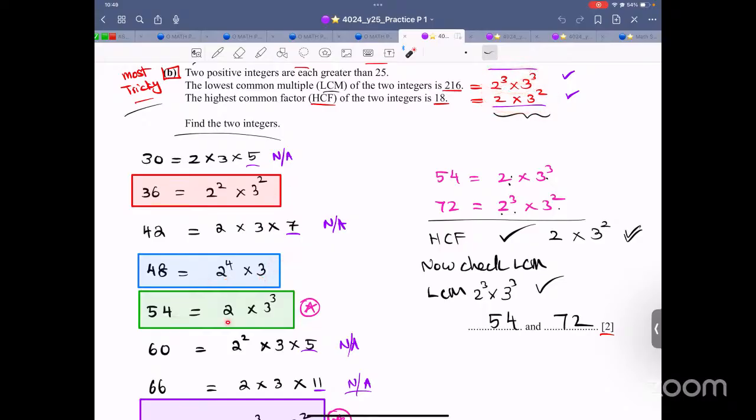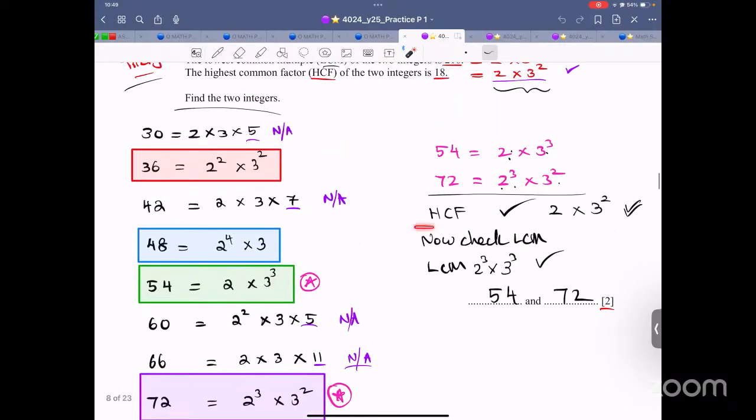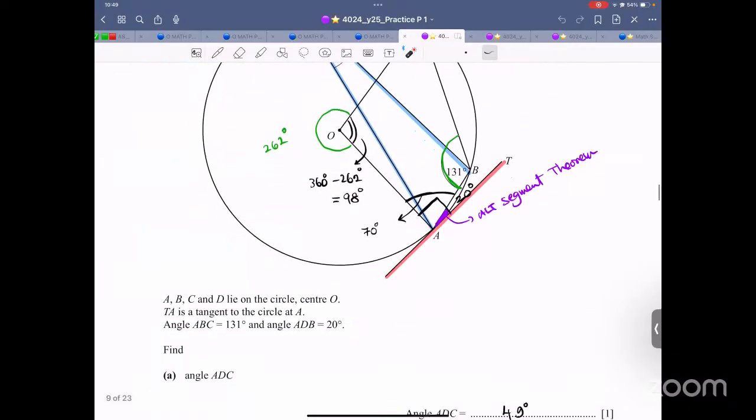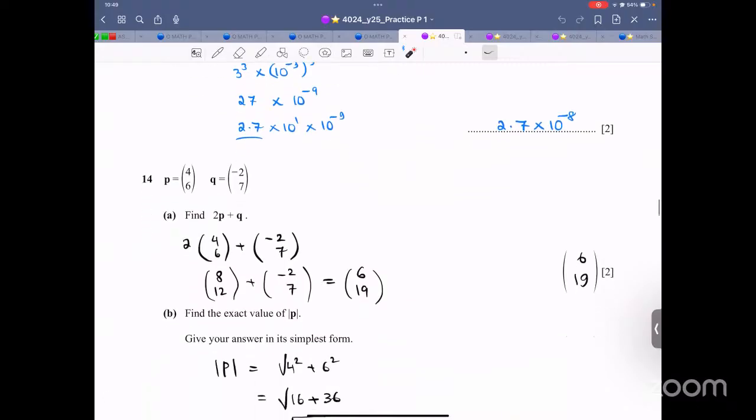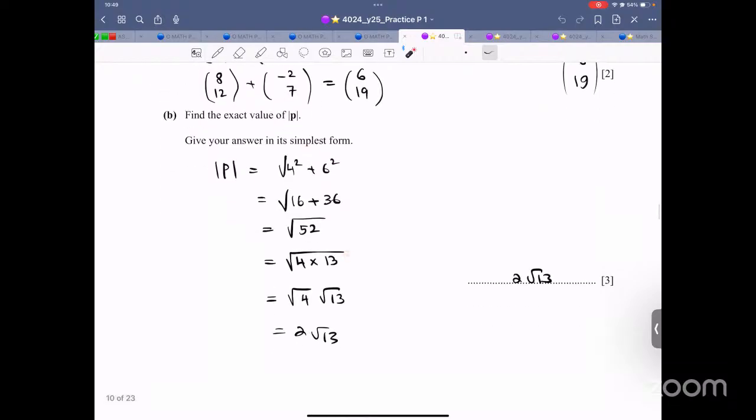Let me write 54, that is 2 into 3 cube. Let me write 60, not applicable because of the 5. 66, not applicable because of the 11. 72 is 2 cube and 3 square. Now, if I compare 54 and 72, so 3 cube and 3 square, that is 3 cube, and 2 and 2 cube, that is 2. So yes, that's giving me the correct LCM, the correct HCF, and these two are the answers. Another question of circle property, that was straightforward. There is P, there is Q, add it up, find the magnitude, that is using Pythagoras.